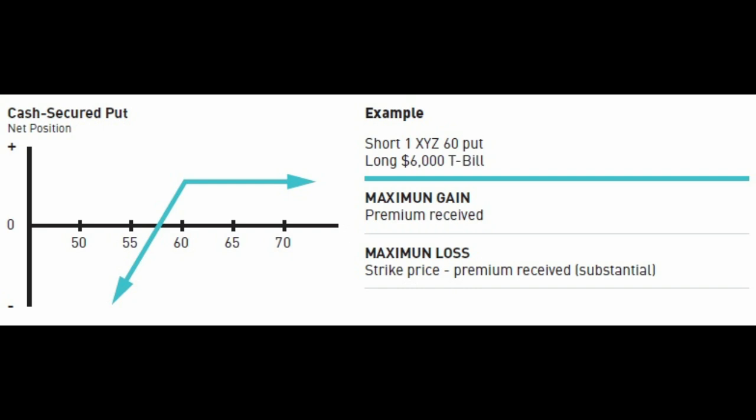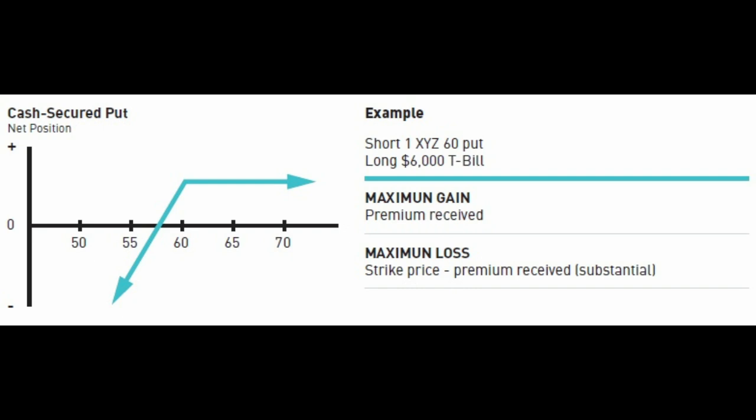Number 3, I'm earning a premium income. The investor receives a premium for selling the put option, which provides income upfront. If the stock's price stays above the strike price, the option will likely expire worthless, allowing the investor to keep the premium as a profit.